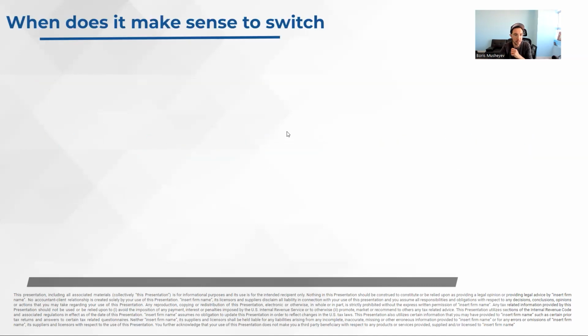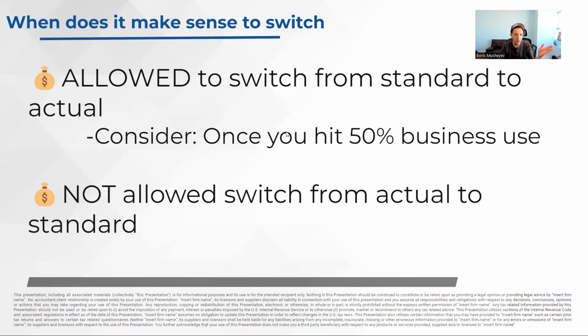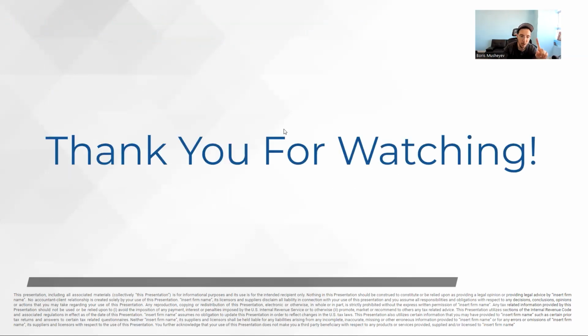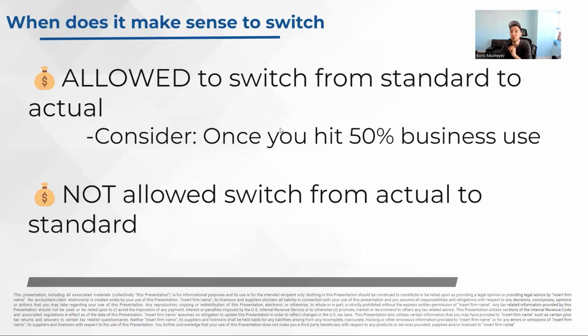Oh wait, that's it? Oh wow, are we done here? I thought there was another slide. Okay, cool. So I did want to answer one question: how do you switch? What is the best way to switch? It's very simple. When you're filing your taxes, you can just choose to file taxes under the actual expense method or standard. That's it. But like I said, you cannot go back.